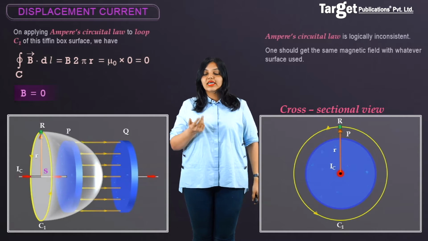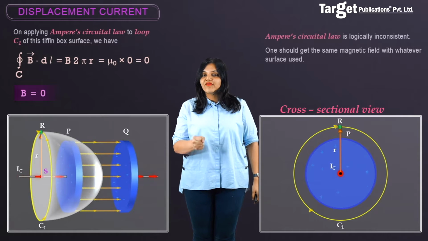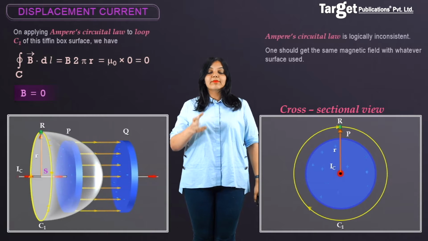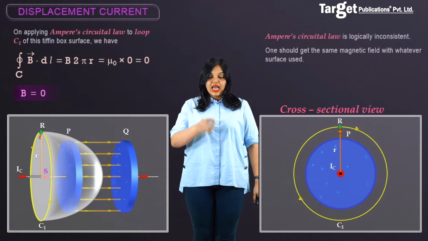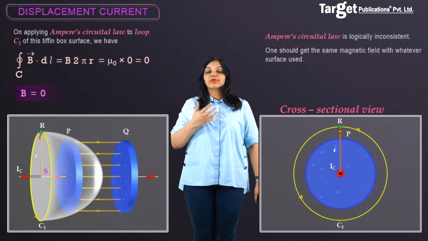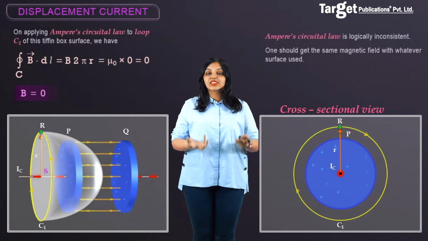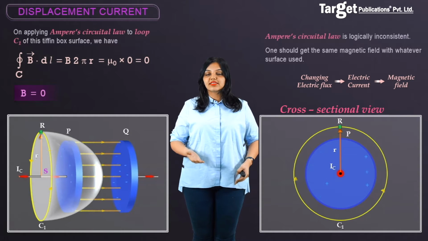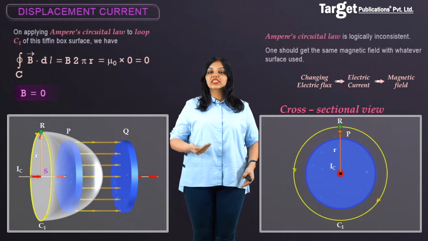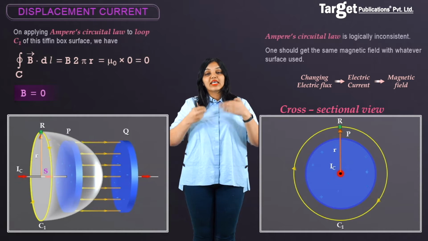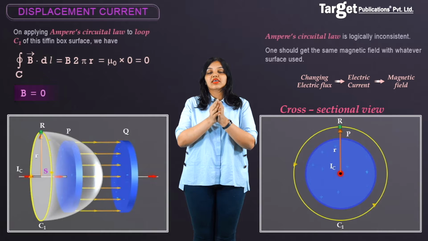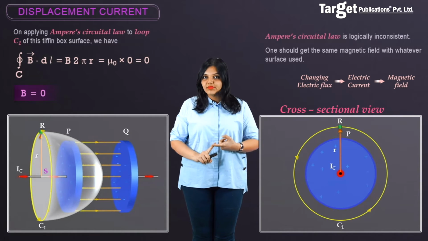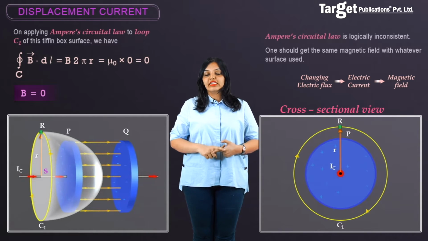Even though there is no conduction current, there must be some kind of current that it is enclosing. And this some kind of current must actually be because of the changing electric flux. And this changing electric flux produced this current which Maxwell called the displacement current. And if there is a current in the region between the capacitors, then definitely there is a magnetic field in the region between the capacitors. And thus Maxwell showed that a changing electric field, that is the one in between the capacitors, produced a current which is the displacement current, and if there is a current, there is definitely a magnetic field.